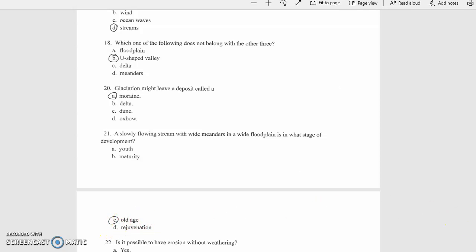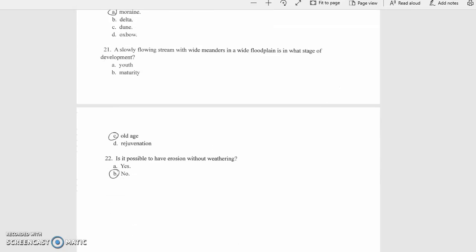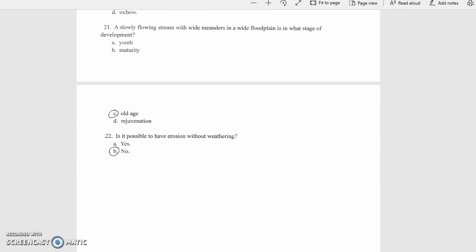And is erosion possible without weathering? No, it is not. And there will be one more video, and we'll continue in the last section on that.